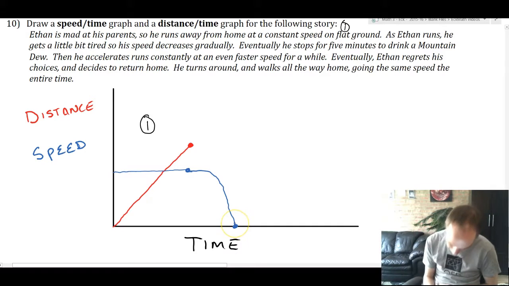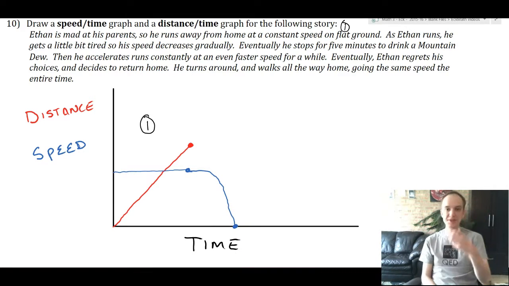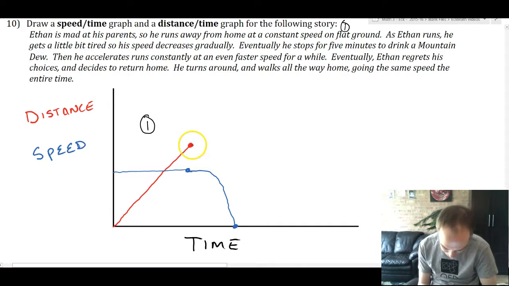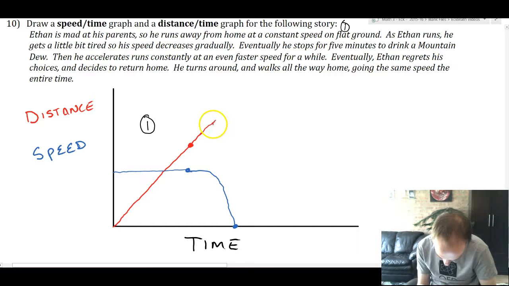starts to slow down really fast until his speed is 0. So as his speed decreases gradually, he's still running away from home, which means his distance is still increasing, but it's increasing less and less. It starts out going about the same speed, but then his distance really tapers off as Ethan slows down. All right, and so we'll call that part 2 of the story.